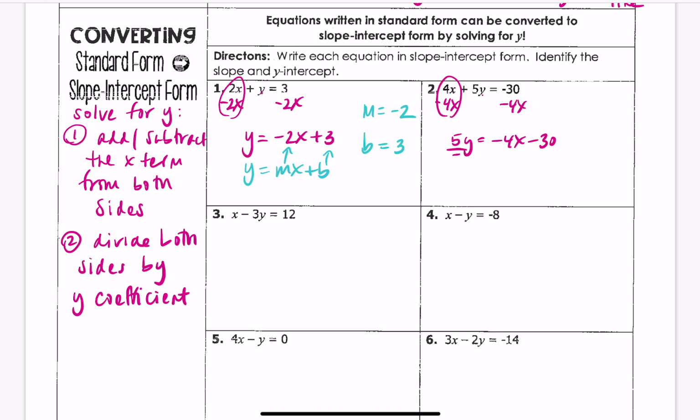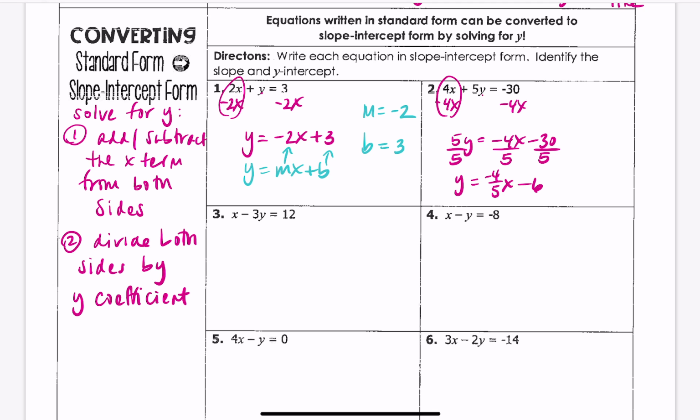So if I divide both sides by 5, everything gets divided by 5, right? So I'm going to do this term divided by 5. Every single thing gets divided by 5. So I'm going to simplify. I get y over here, and then this is just -4/5 x, right? It can't simplify 4/5, but minus 30 over 5 is -6.